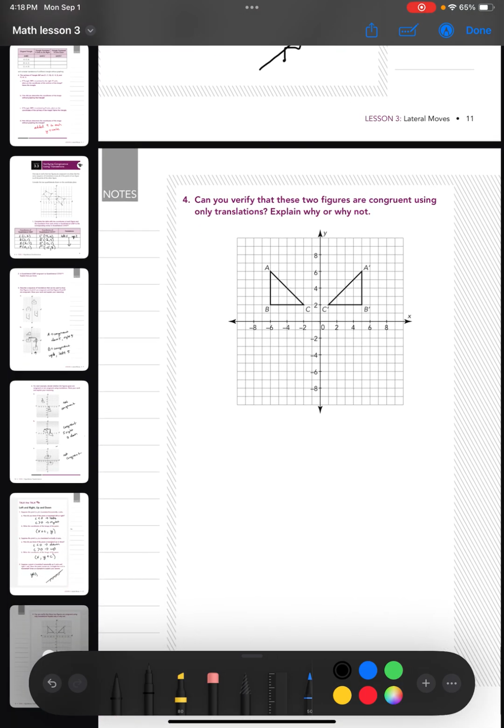And last page, question 4, can you verify these two figures are congruent using only translations? And the answer there is no. If you notice, if you're looking at the original image ABC and the new image of ABC, the vertices do not correspond with each other. One has been flipped over. So we can't simply slide it and translate it. We'd have to flip it over an axis of symmetry. So no, we cannot use translations only to determine congruency. That doesn't mean they're not congruent. It just means we cannot use translations to determine congruency.